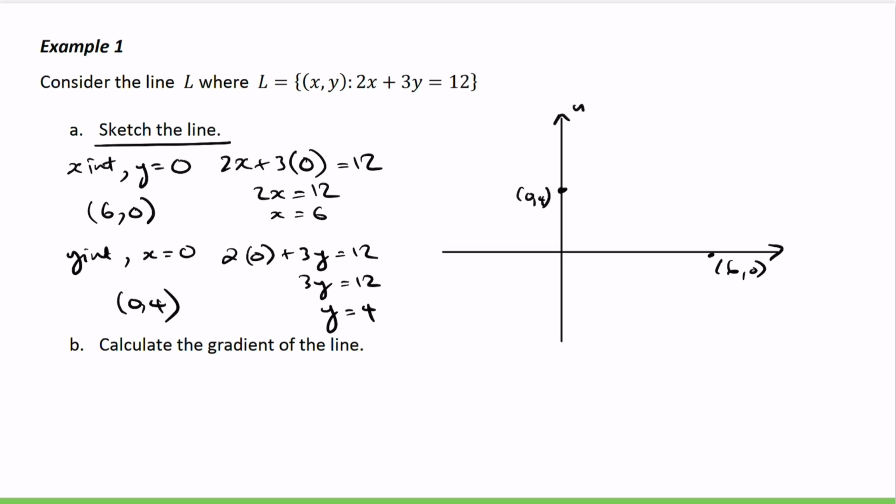Make sure you label your axes correctly as well. And we can draw a straight line through that, even though mine's not quite through it. We'll try that one more time. That looks a bit better. So just like that. So part B says calculate the gradient of the line.